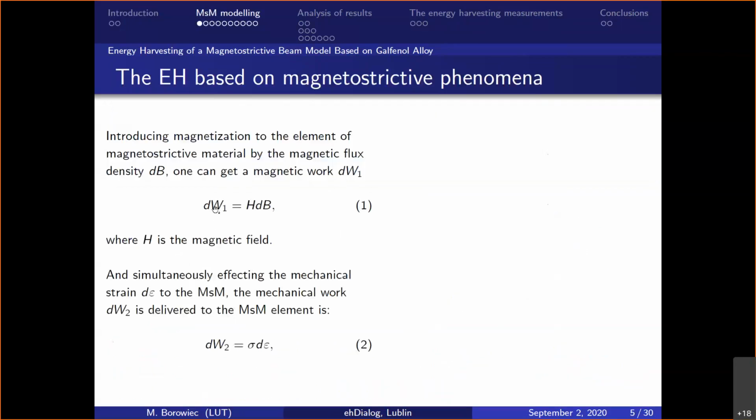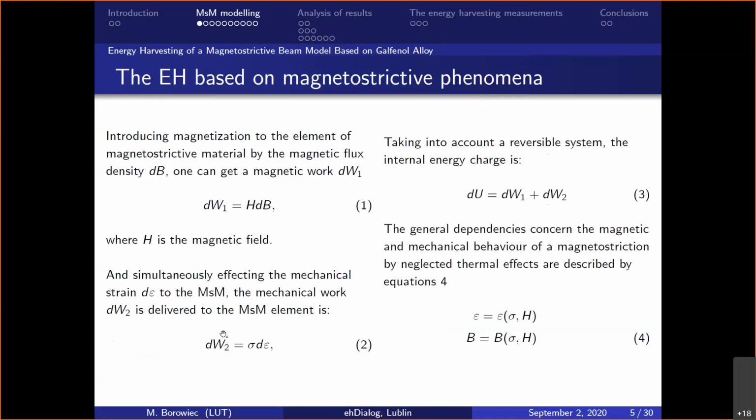And at the beginning, I'd like to introduce the mathematical approach. Introducing the magnetization to the element of the magnetostrictive material by the magnetic flux density, which is shown by dB, one can get the magnetic work shown by equation 1, where H means the magnetic field, and simultaneously affecting the mechanical strain to the magnetostrictive part of the beam. The mechanical work is delivered to the magnetostrictive element. It is written by W2.